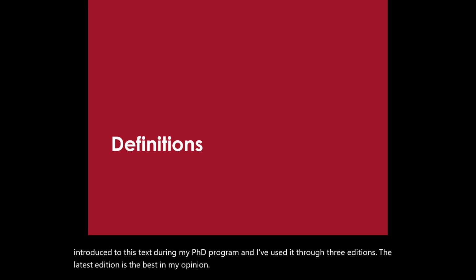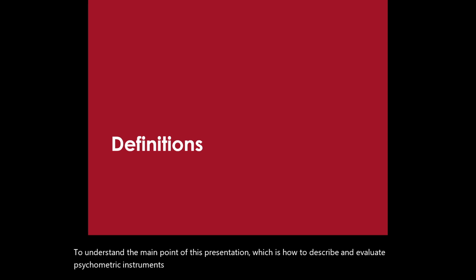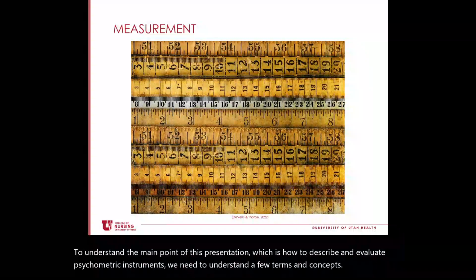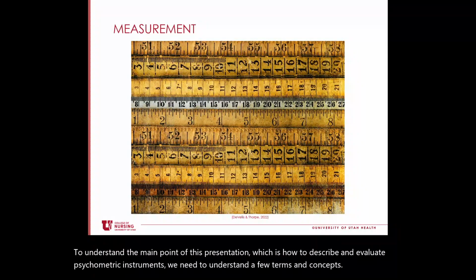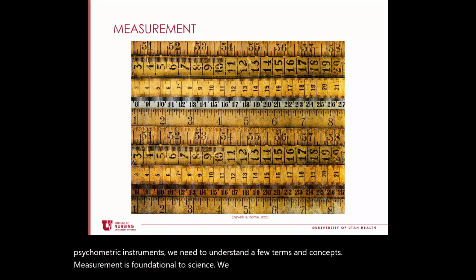To understand the main point of this presentation, which is how to describe and evaluate psychometric instruments, we need to understand a few terms and concepts. Measurement is foundational to science. We use it to do categorization and scaling. Measurement is assigning numbers according to rules. Each area of science develops measurement tools and procedures.